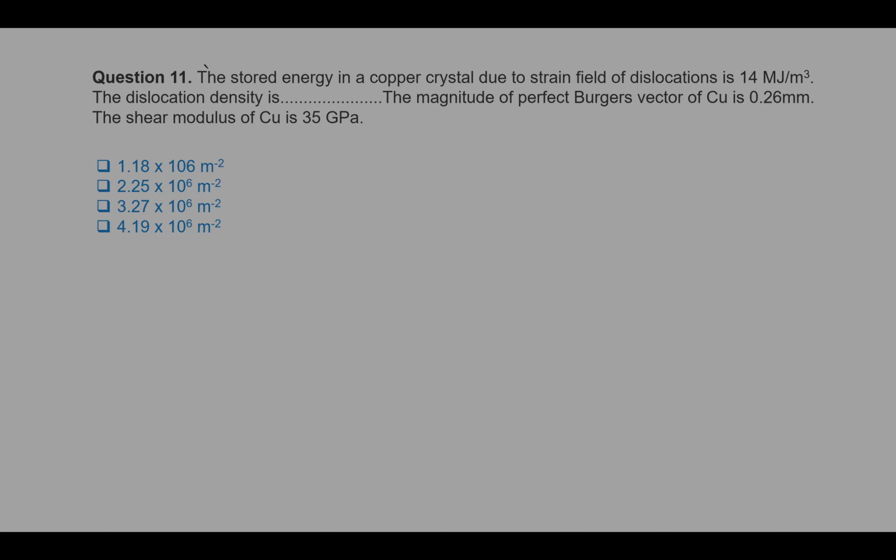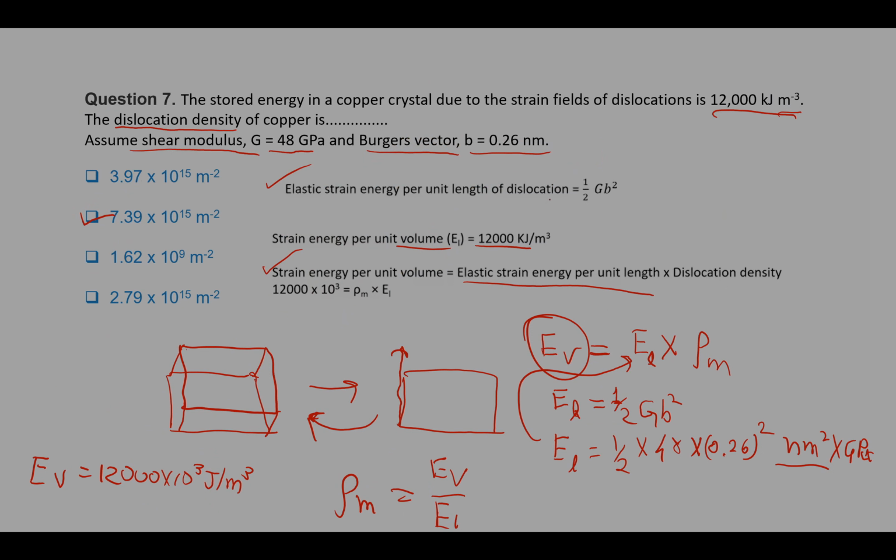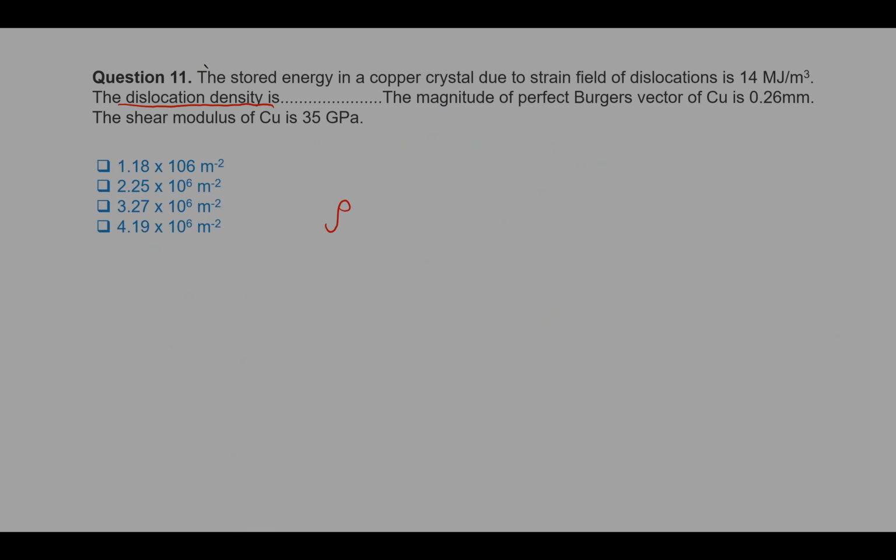So this is similar to what we have already done for question number 7. This dislocation density we have calculated, rho. Go to question number 7 here. We have been given the value of E volume, that is 14 into 10 to the power 6 joule per meter cube.